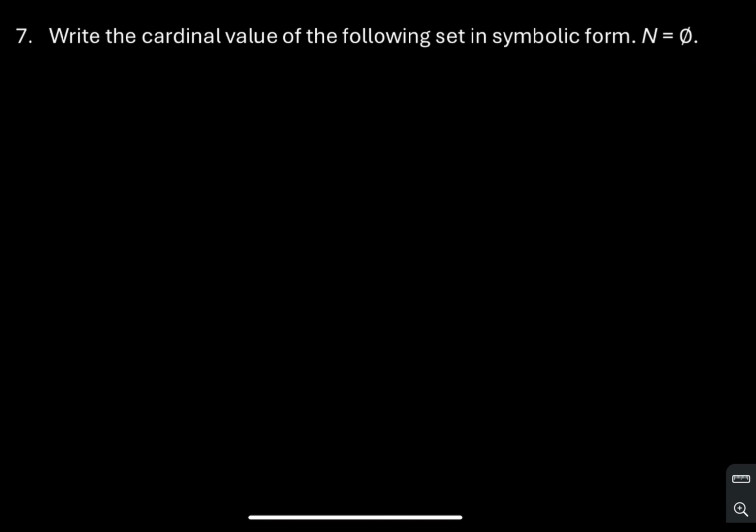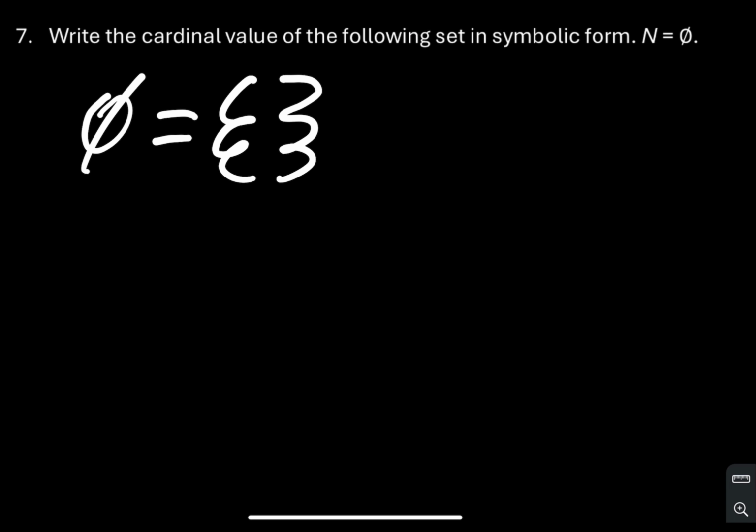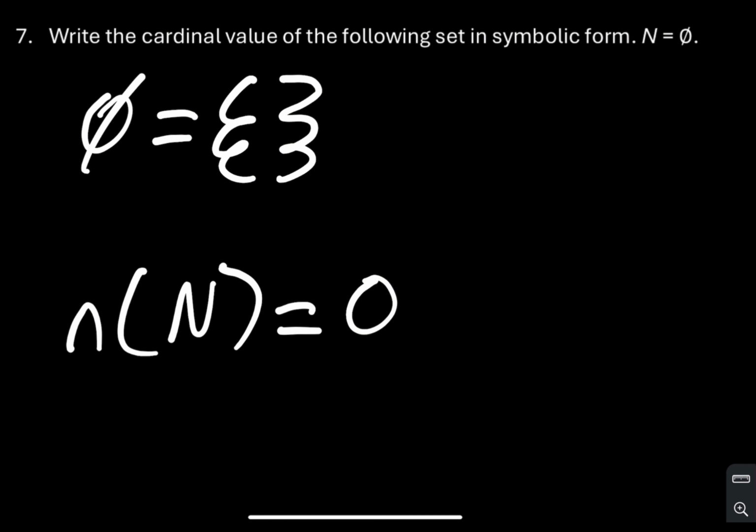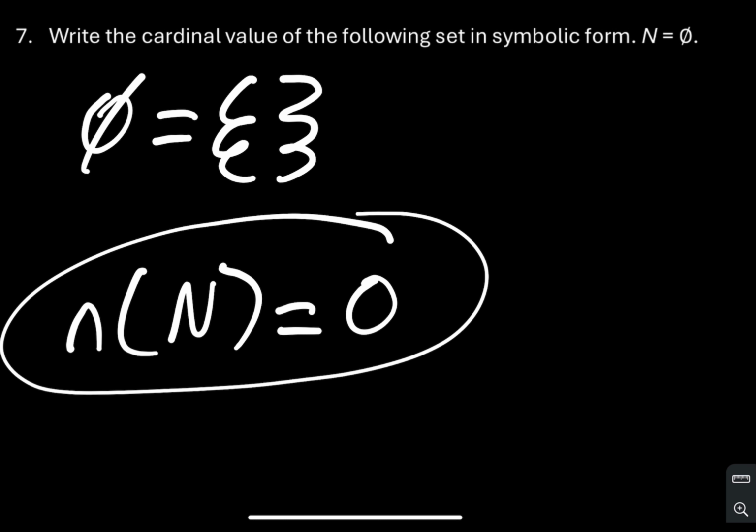So for the seventh problem, it says write the cardinal value of the following set in symbolic form. So we have set N is equal to null notation, or null. So remember, whenever we have null notation, this just means there's no elements in our set. It's an empty set. So since we know that there's no elements in our set, we know that the cardinal value is going to be 0. So we can write it as n, and then our set name, which is capital N, is equal to 0. And that's going to be your answer.